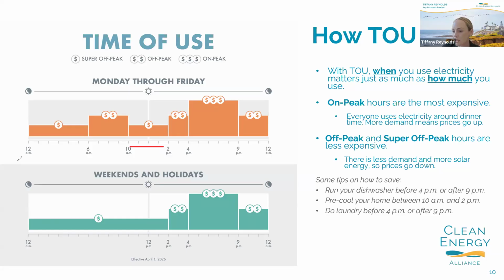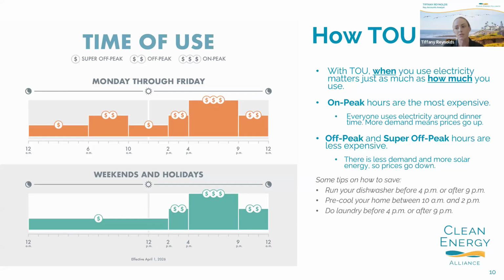Other small habits that you can do at home are going to be running your dishwasher before 4 p.m. or after 9 p.m. I know I personally have a delay button on my dishwasher. Maybe check yours to see if you do too, and you can delay your dishwasher to start after 9 p.m. If you can run appliances between 12 and 6 a.m., that's even better.